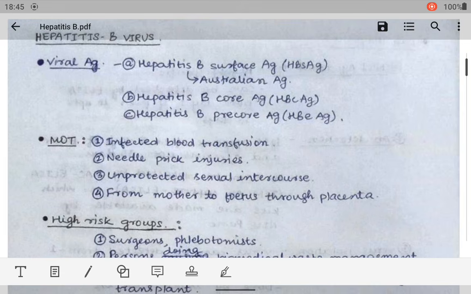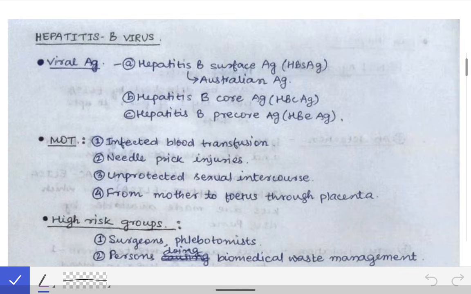So today our topic is the hepatitis B virus. Before starting the topic, we should know the basic things about the hepatitis B virus, like the family of the virus, whether it is an enveloped or non-enveloped virus, and what the genome of the virus is. Coming to the family, this belongs to the Hepadnaviridae family, and it is a double-stranded DNA virus, and it is also an enveloped virus.